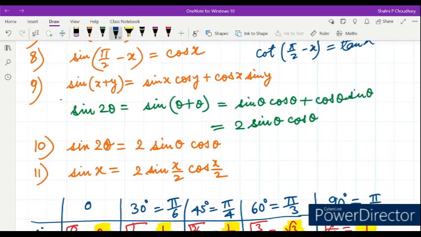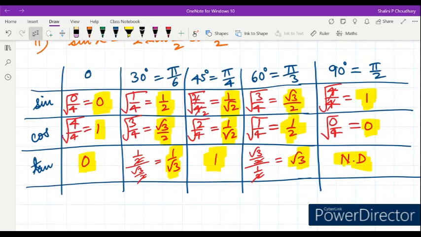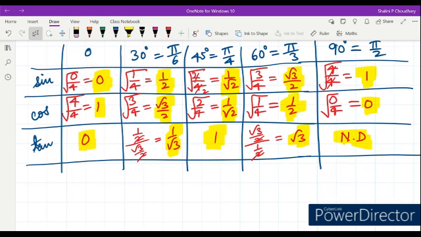Sin of x plus y also we have done, and putting theta and theta instead of x and y, we got the sin 2 theta formula. After that we also discussed the value of sine at 0, 30, 45, 60, 90. 30 is basically pi by 6, 45 is pi by 4, 60 is pi by 3, 90 is pi by 2. Based on these values we can also find the values of the other ratios.